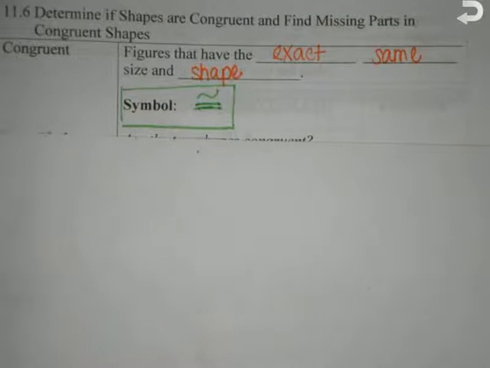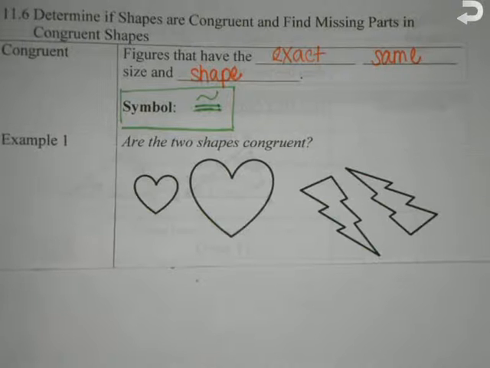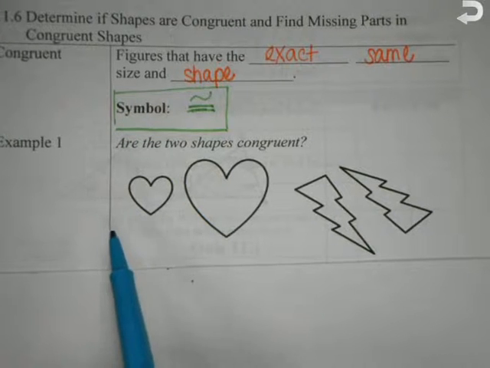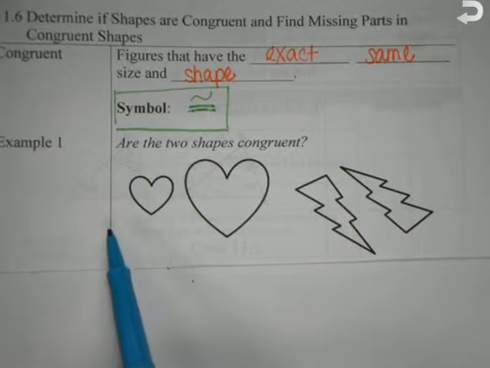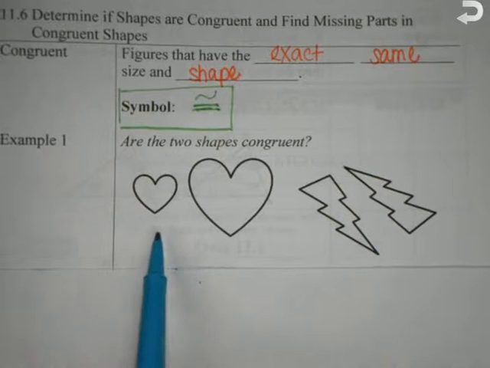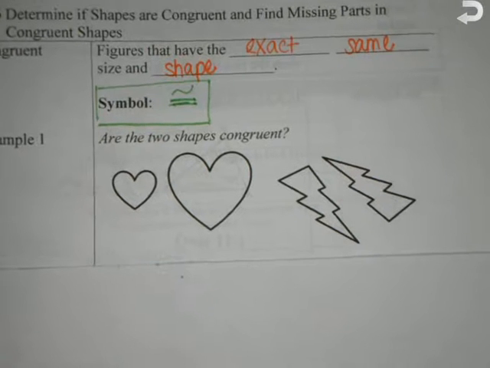So, let's look at two non-mathematical examples right now. We need to decide which two are congruent. Looking at the hearts, are they the same shape? Yes. Are they the same size? No. So are they congruent? Yes and no. But it's size and shape.